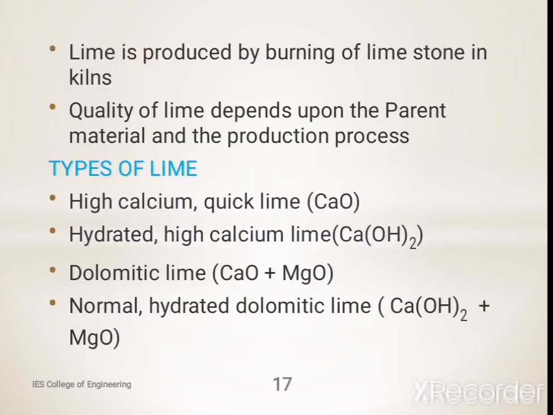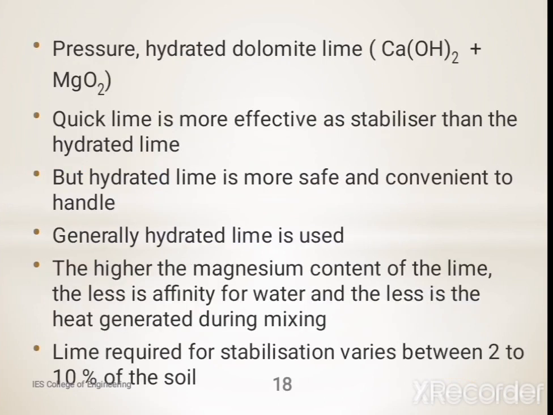How is lime produced? Lime is produced by burning of limestone in kilns. Quality of lime depends upon the parent material and the production process. The next is types of lime. Basically, there are 5 types of limes. First one is high calcium quicklime. Second is hydrated high calcium lime. Next is dolomitic lime. Then normal hydrated dolomitic lime. Fifth one, pressure hydrated dolomite lime.